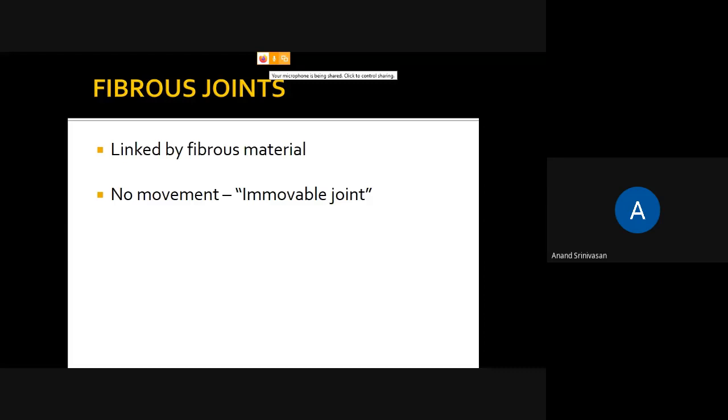Fibrous joint. As the name indicates, it is linked by fibrous material. There are fibers which unite this joint. Since these fibrous materials are strong, there will not be any movement between the bones. In short, these are also called immovable joints. They cannot be moved.